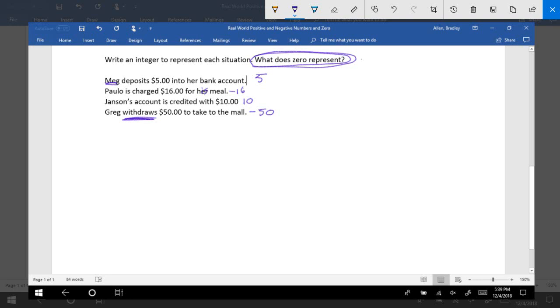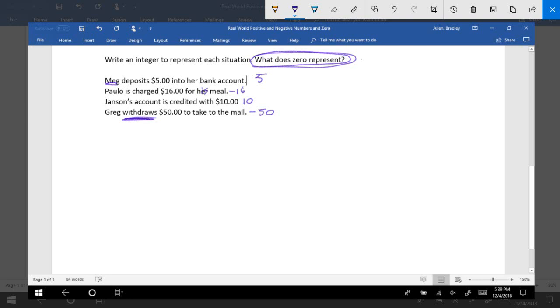Then last, Greg withdraws $50 to take to the mall. Now 0 probably shouldn't represent $0 in this situation. Another common mistake. You might think, well, 0 represents $0 because we're talking about money, but if he's taking $50 out of an account, that must mean there was money in there before. Hopefully, unless he's going into debt just to go to the mall, which wouldn't be good. So once again, in this last situation, what represents 0? Well, the amount of money he had in his bank account before withdrawing the $50.